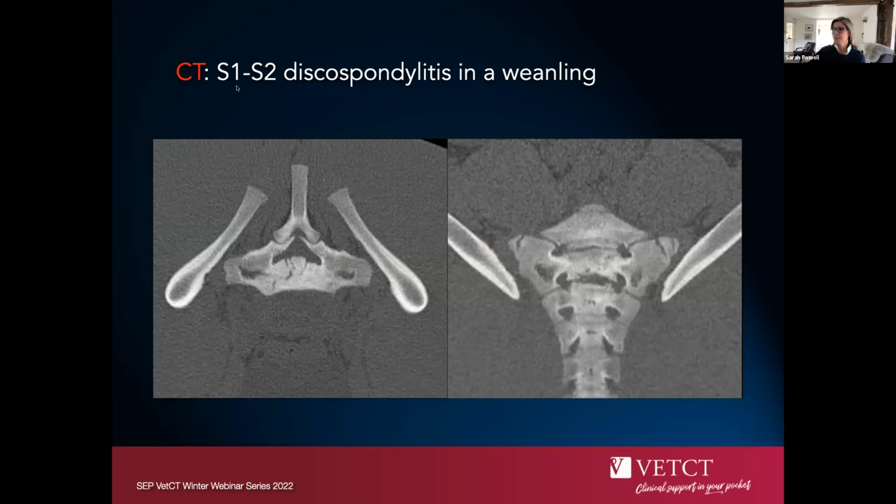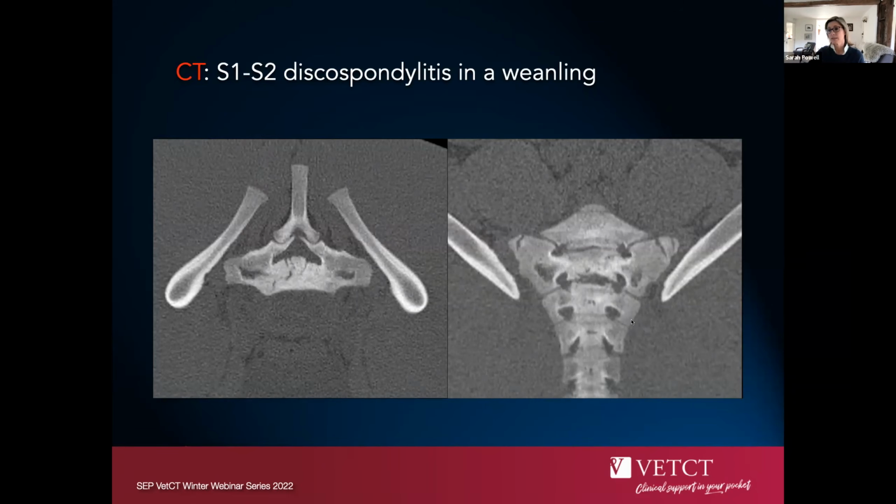So this is a CT. CT is quite good for throwing up things that you perhaps weren't expecting, or X-file conditions that might be something that wasn't on the radar. And this is a discospondylitis in a weanling. So it is a clinical case. So this horse was live. This is a fan beam CT, so the image quality is about average for what you would expect. And you can see that this horse has got discospondylitis at that level.